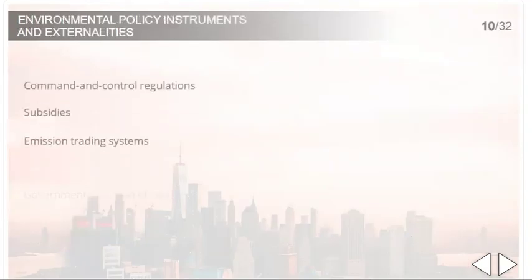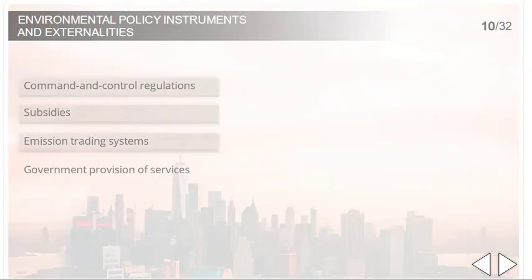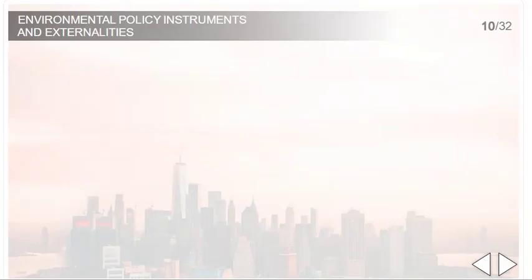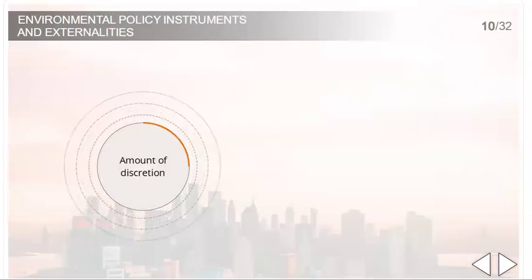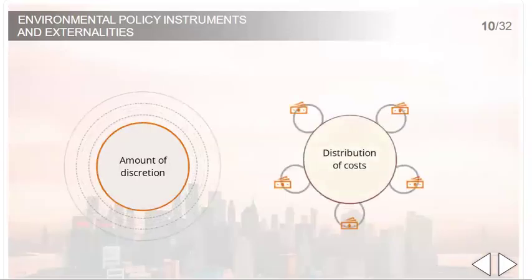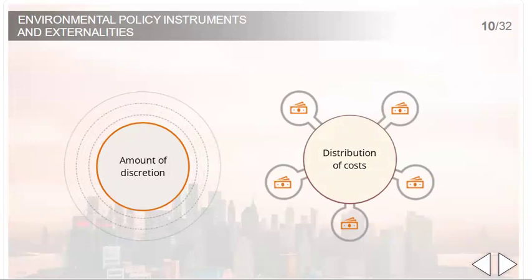Several policy instruments are available that can potentially address externalities. In determining if carbon taxes are the right instrument, it is useful to compare them with the alternatives, such as command and control regulations, subsidies, emissions trading systems or ETS, and government provision of services. Importantly, 2 key factors distinguish the various instruments: the amount of discretion they afford targeted entities, and the way they distribute the costs of controlling emissions, as well as the costs associated with unabated emissions.